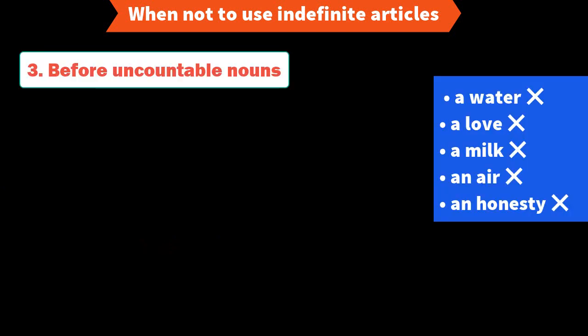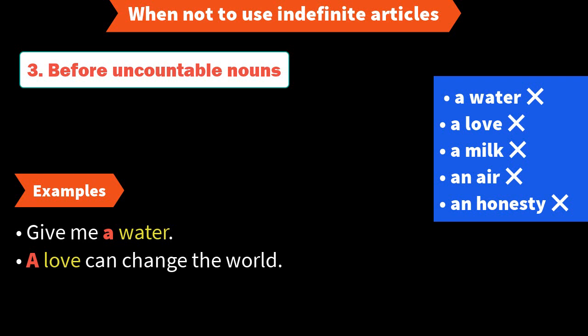The next rule where we cannot use indefinite articles is before uncountable nouns. Uncountable nouns, nouns that cannot be counted, right? I can't say a water, a love, a hate, a milk, right? Because I cannot count water. If I say, give me a water, I am wrong. I can't say that. I can say, give me a glass of water, because I can count a glass, not water, right?